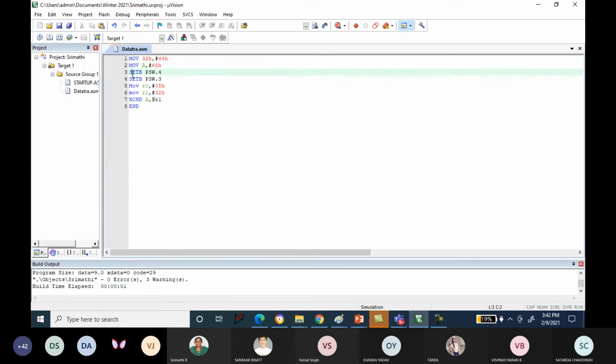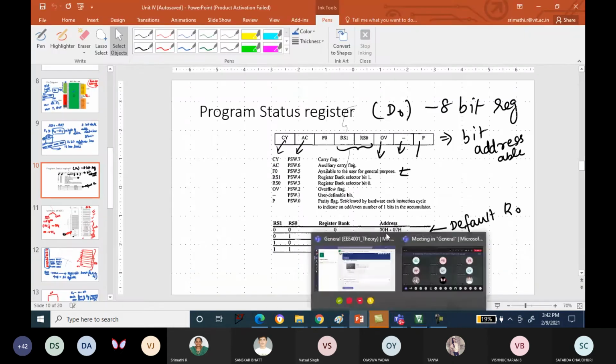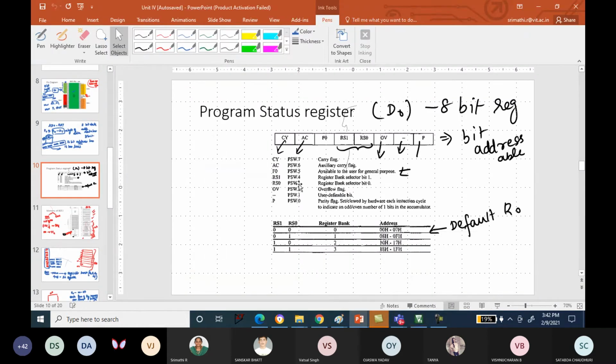Now, in this program, look here, I have done SETB PSW.4 and SETB PSW.3. SETB is nothing but set bit. Set bit PSW.3 and PSW.4. So if both are 1 and 1, which register bank is selected?